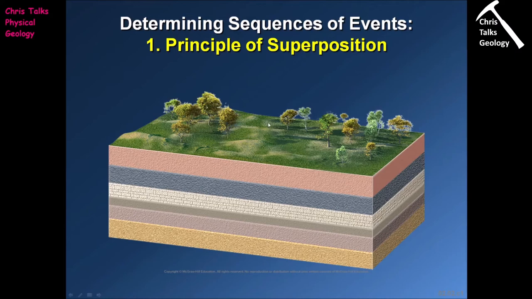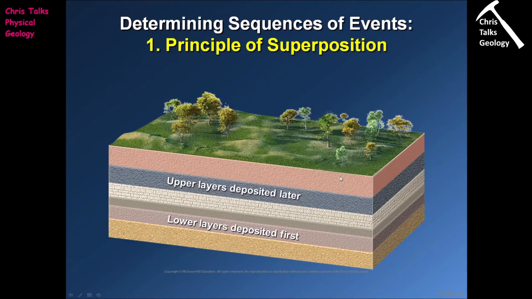This simply says that when we have a sequence of rocks like this, the lower layers must be deposited first and the upper layers must be deposited later. That therefore means that if we look at this sequence of rocks here, this yellow gold colored layer at the bottom must be the oldest, and this pink layer at the top must be the youngest.